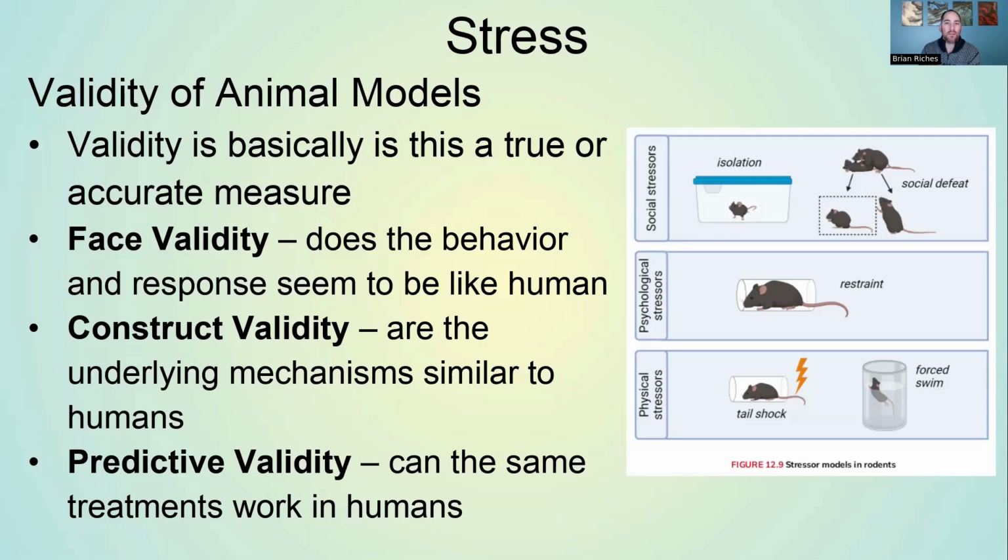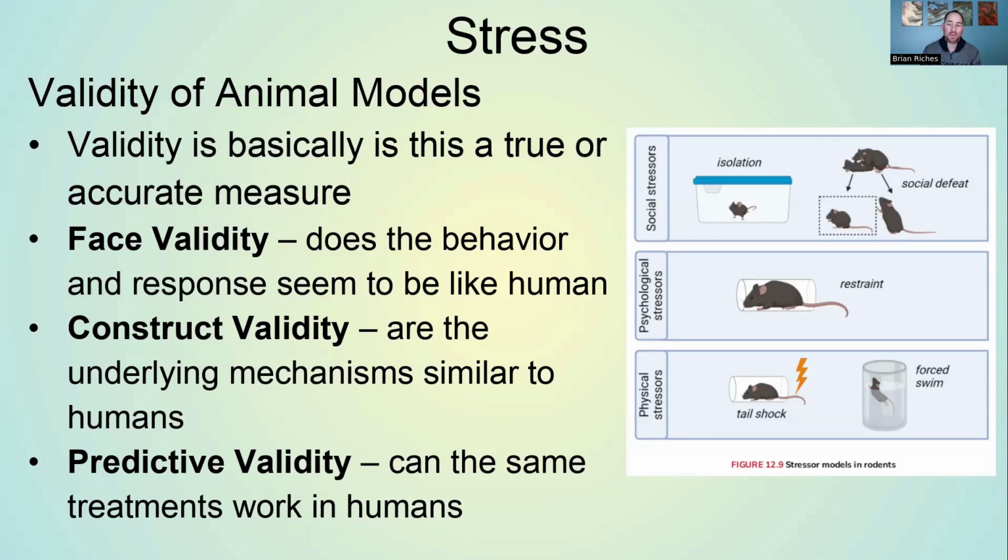And to do that, you actually have to try that with the human. You have to give the rat a drug, see if that decreases stress. Give the human the drug, see if that decreases stress. They both do. You've got some predictive validity. You've shown that the same treatment can work in both.